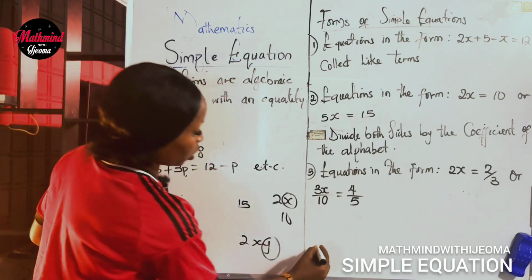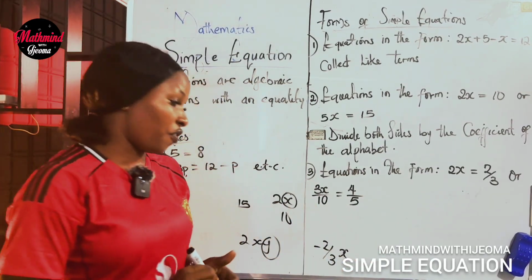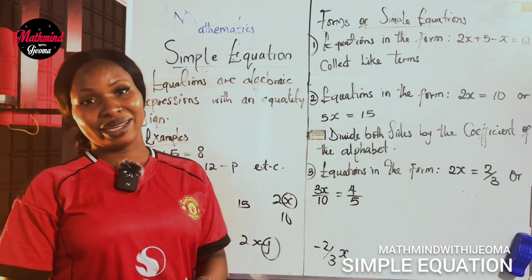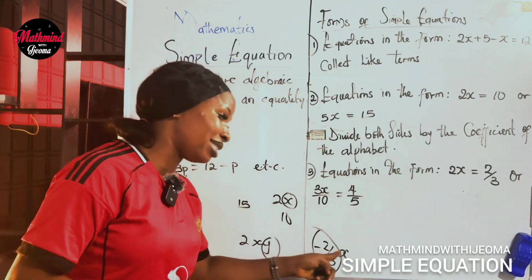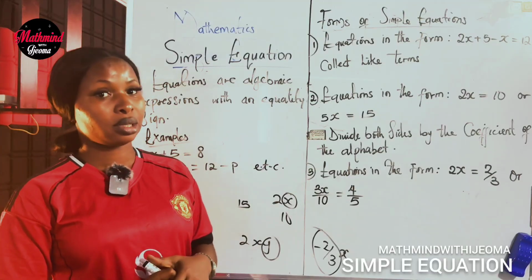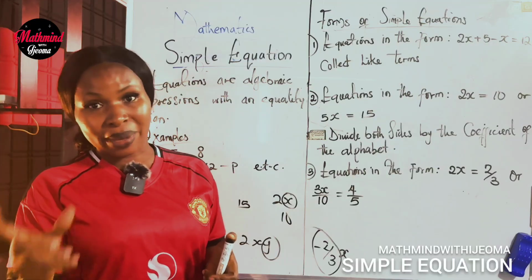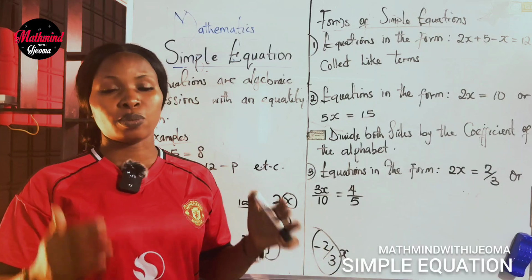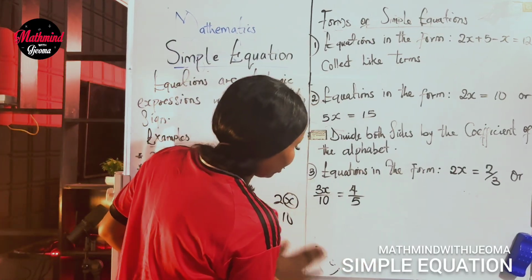So if we talk about minus 2 over 3 x, the coefficient of x in this case will be minus 2 over 3. Why? Because minus 2 over 3 is what is making this x not to stand alone. That is what is multiplying x. So coefficient is anything making the required alphabet not to stand alone. Or whatever that is multiplying the required. Now let's go to the next.